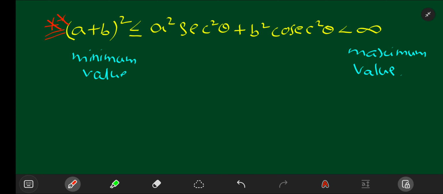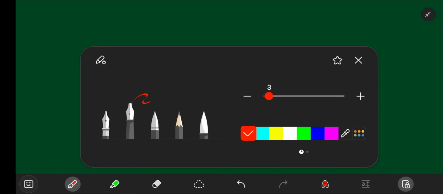Next, next formula is a sine square theta plus b cos square theta.